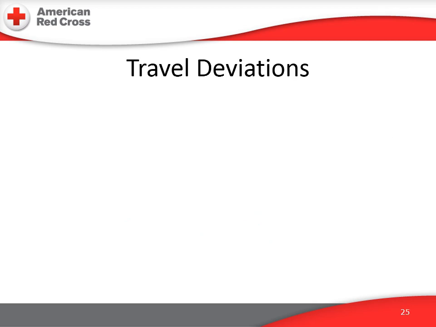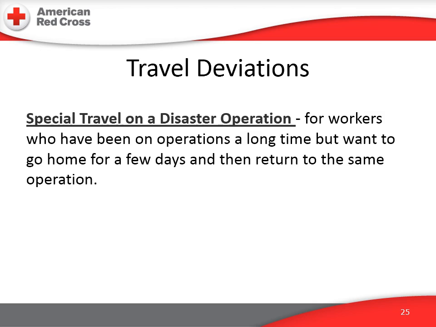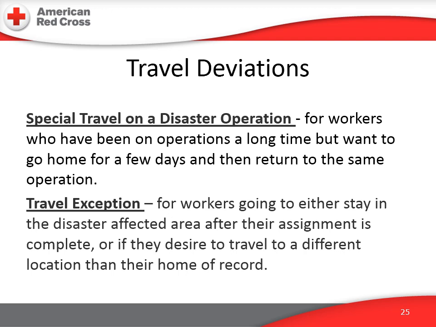There are two travel deviation forms that you should be familiar with. The Special Travel on a Disaster Operation Form, or STDO, is for workers who have been on operations a long time but want to go home for a few days and then return to the same operation. The second is the Travel Exception Form. This form is used if the worker is staying in the affected area after their assignment is completed or if they want to travel to a different location other than their home of record. Job director approval is required for both situations, and the forms are located on the exchange.